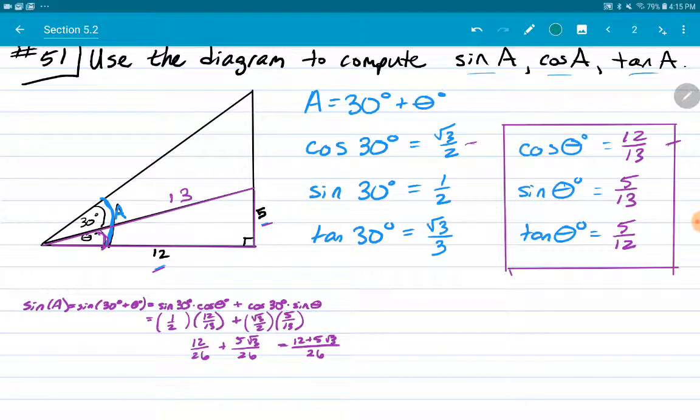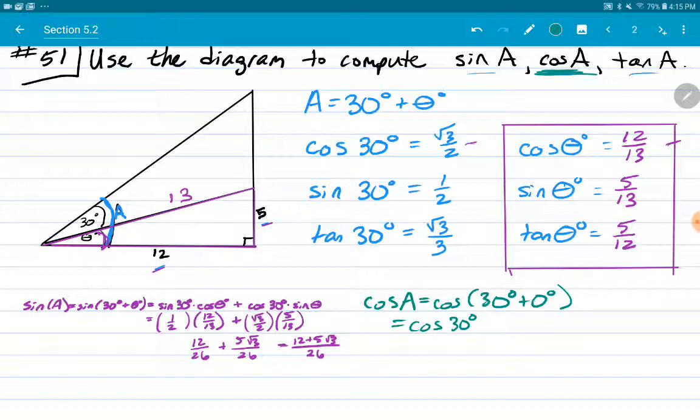Let's do that one in green. So now we're going to do cosine of A, which equals the cosine of 30 degrees plus theta. And now we use the other identity, which is cosine of 30 degrees times cosine of theta degrees. Change the sign. And then we do sine of 30 degrees times sine of theta degrees.